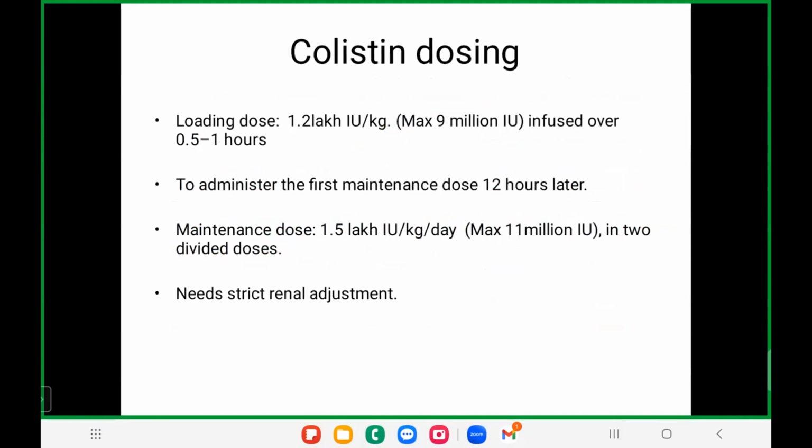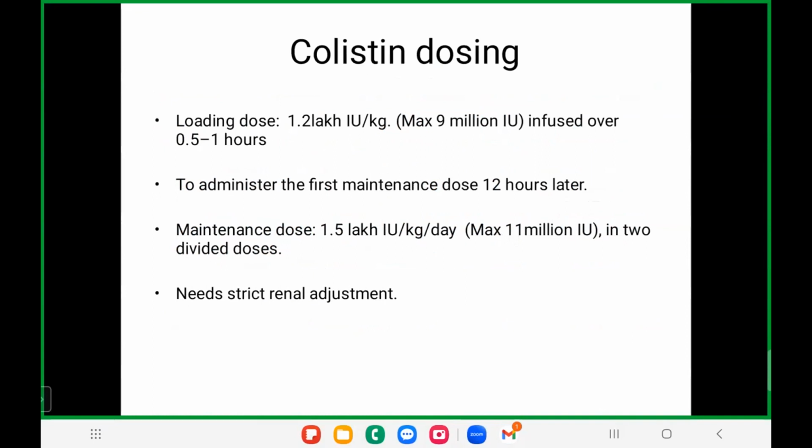And colistin dosing also, I think many of them will be underdosing the colistin. So you need to give a loading dose. All polymyxins need a loading dose. You cannot straight away start the regular maintenance doses. And the recommendation is 0.2 lakh units per kg. It's a little bit higher dose than standard dosing.